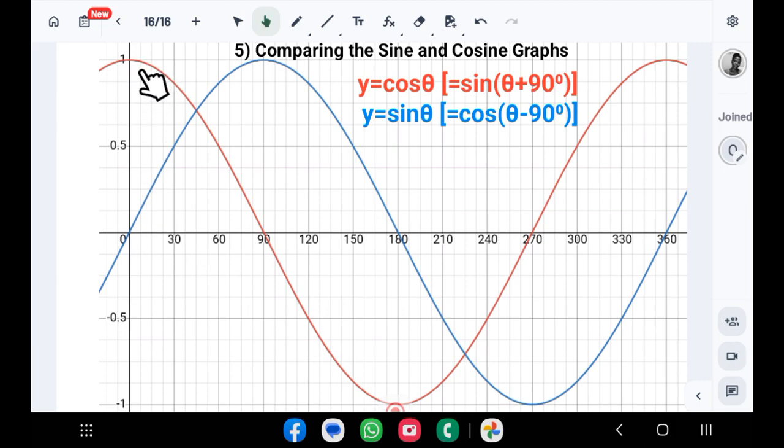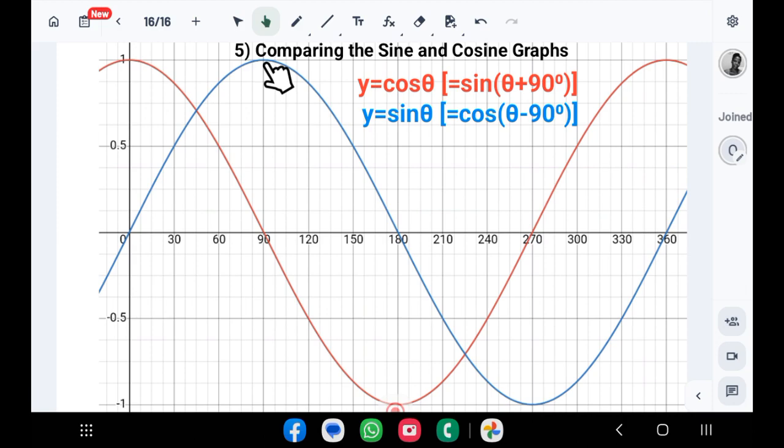Now the cosine graph, on the other hand, starts differently. It starts at the maximum, goes to 0, then to a minimum turning point, then goes to 0 at 270 and goes back to a maximum turning point at 360 degrees. Notice something about these two, and we'll deal with this in grade 11 even more. Basically, what they've done here is shifted the red graph 90 degrees to the right.